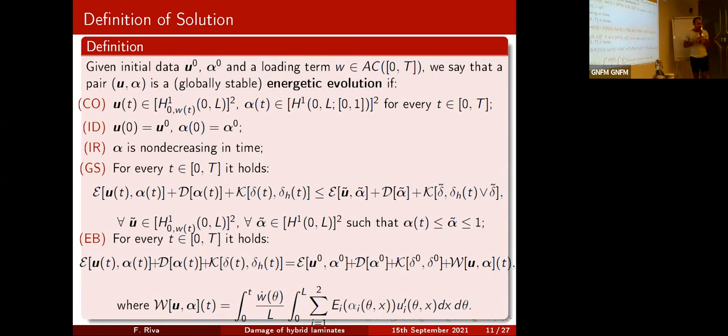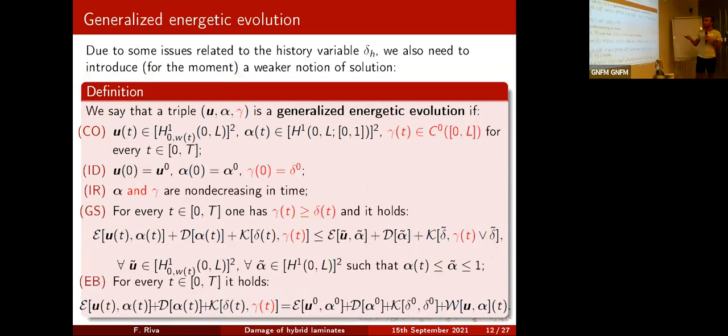Okay, so what we wanted to do is to prove existence, so give a mathematical validation for this kind of model. I have to say that unfortunately, for the moment, we need to introduce a weaker notion of solution due to some problems related to the history variable, delta H, namely the history slip. And this weaker notion is very similar to the previous one. We only add an additional variable called gamma, which replaces the history variable delta H.